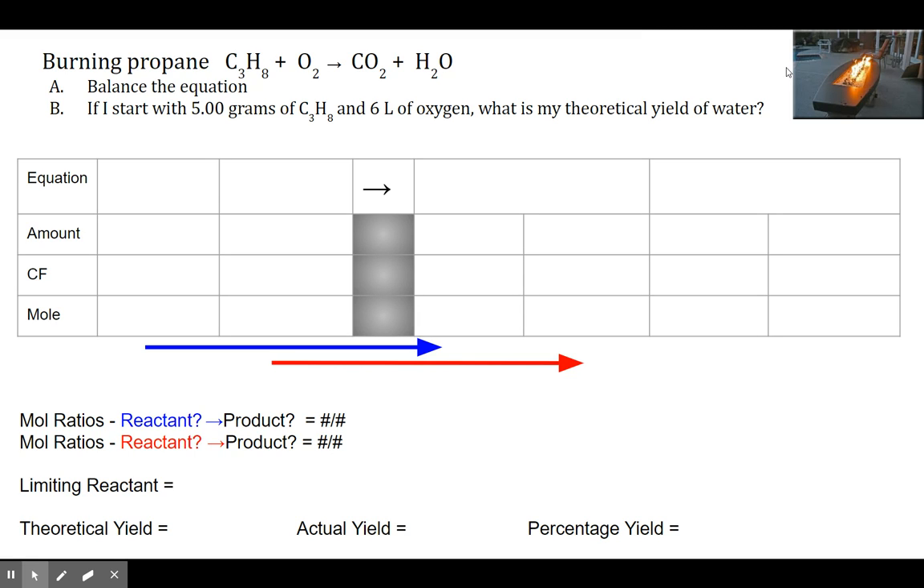After that propane goes through combustion, as you can see here, we've got a picture of a common propane fire pit that people often have in their backyards. When this happens, carbon dioxide is produced and water vapor is also produced. We're going to see theoretically how much of this would be produced if we were given a certain amount. In this case, we have 5 grams of propane and 6 liters of oxygen.